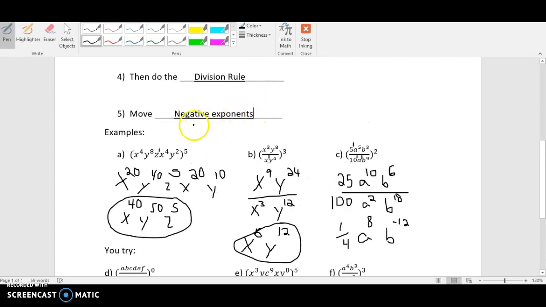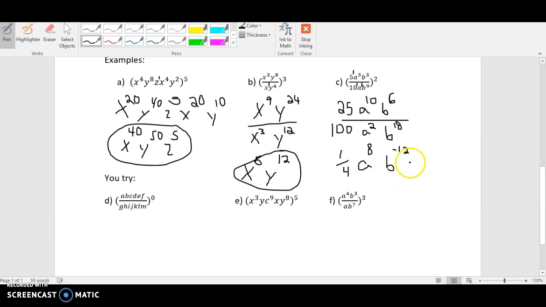Last thing we're going to look for is negative exponents. I have a negative exponent here. We need to move that to the denominator. So let's go ahead and move it to the denominator. This is going to become A to the 8th over 4B to the 12th. I moved it down into the denominator. You do not have to write this 1 here. You can just write it as A to the 8th over 4B to the 12th. If it makes you feel better to write it, though, you are not incorrect. I do not care how you write that.